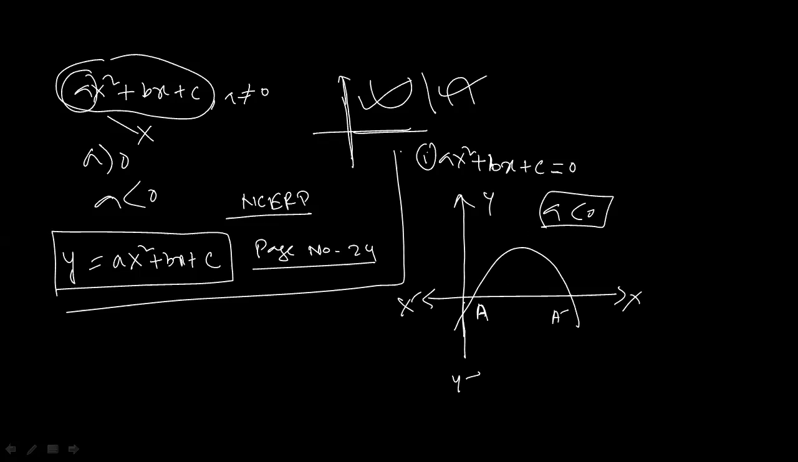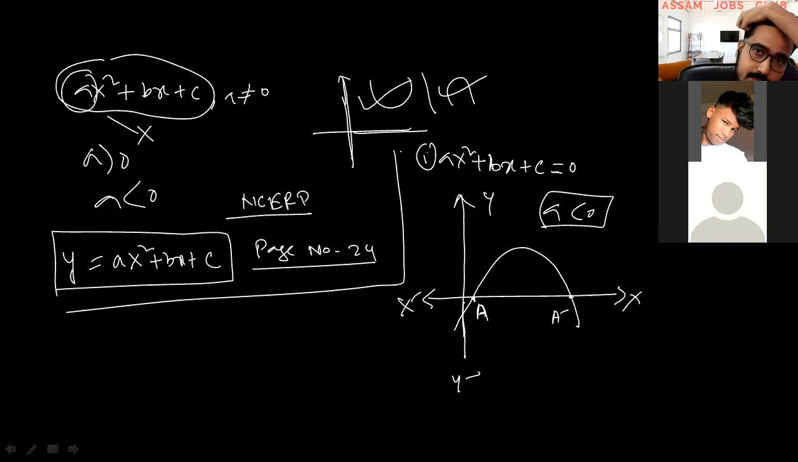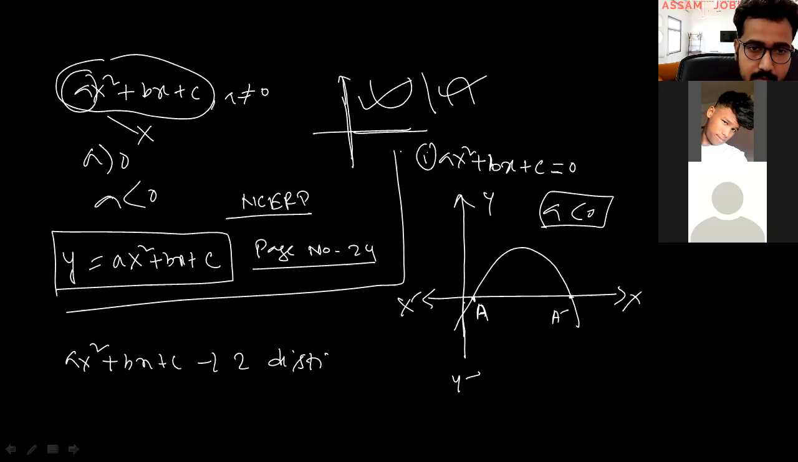Now see, it cuts the x-axis at 2 points, a and a dash, and that's why the statement says that the x coordinates of a and a dash are the two zeros. Zero means roots. They are the two zeros of the quadratic polynomial ax square plus bx plus c. In this case, since the graph cuts the x-axis at 2 points a and a dash, the polynomial ax square plus bx plus c has two distinct solutions.